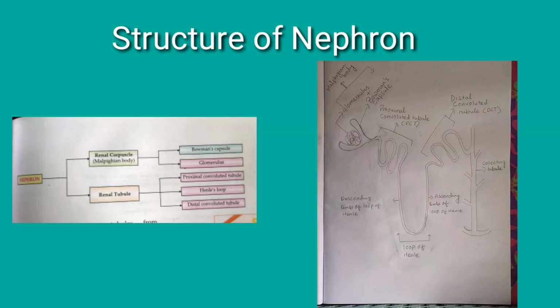Next, we will be discussing in detail the structure of the nephron. The figure that you see here represents the structure of the nephron. The structure of the nephron can be differentiated into two parts, that is the renal corpuscle or Malpighian body and the renal tubule. First, we will be discussing the different parts that fall under the renal corpuscle.